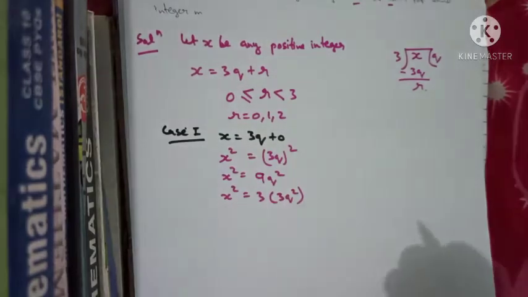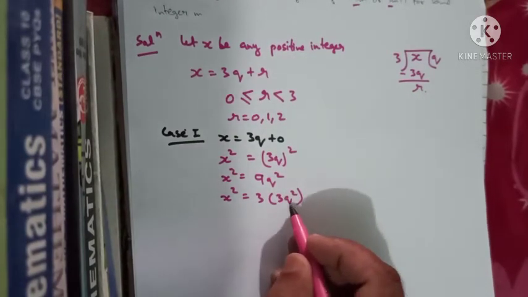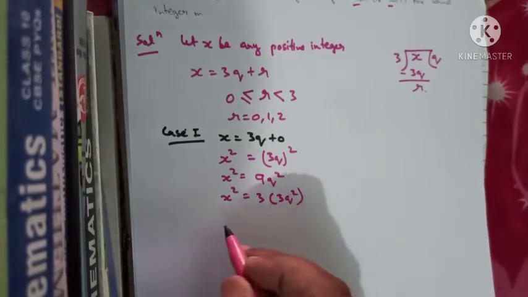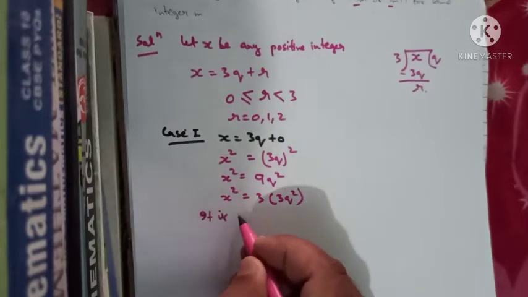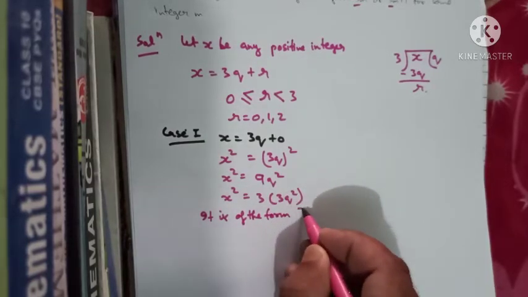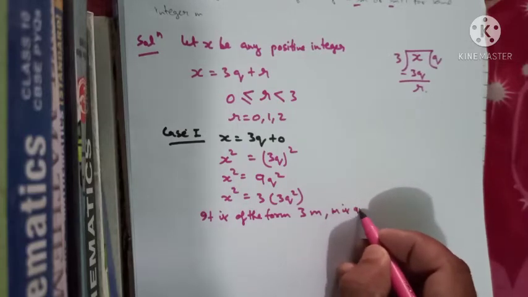So clearly we can say that if 3q square is any positive integer m, then x square is of the form 3m, where m is any positive integer.